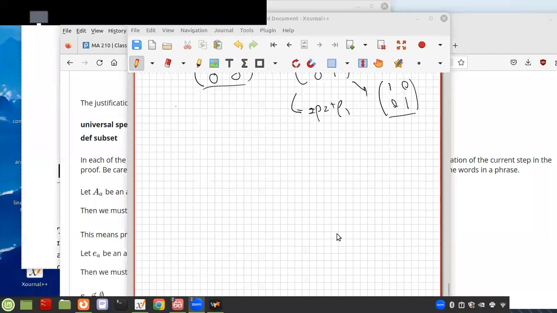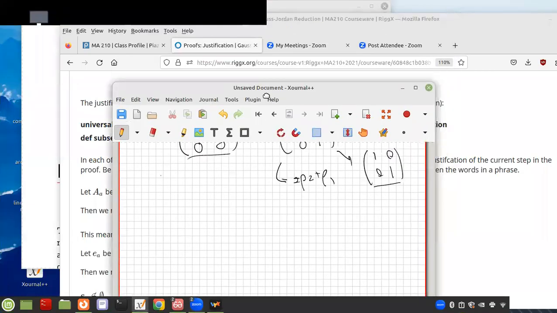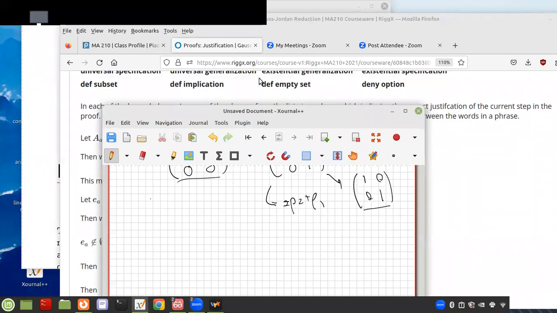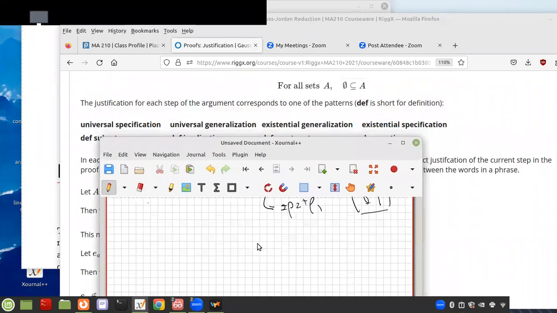Okay, there's a question about these four types here. Let's see if I can do this, okay? So we have universal specification. Remember we did: for every X, some proposition. Let's do it this way. For every X, 2X equals X plus X, okay?